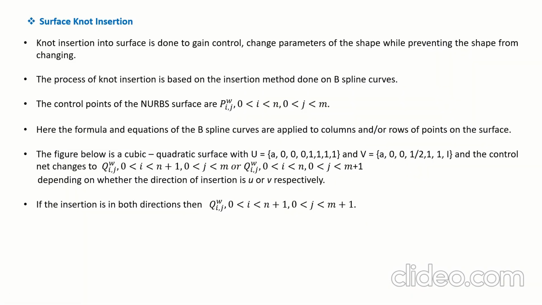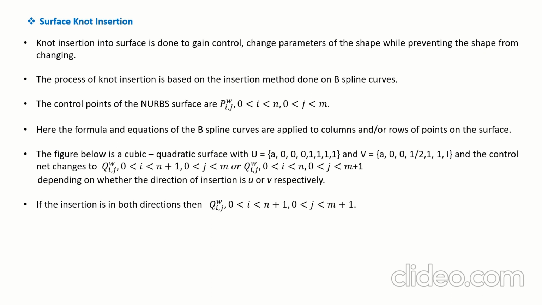Knot insertion is done on surfaces or curves to gain control or change parameters of the shape, while also making sure the overall shape doesn't change. The shape can be a curve or a surface. So the process of knot insertion is based on the insertion method done on B-spline curves.